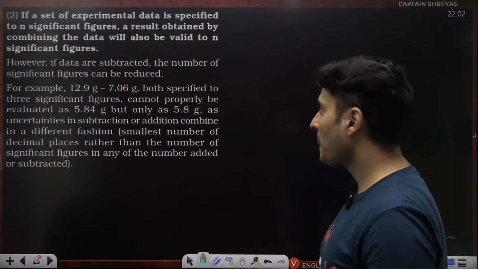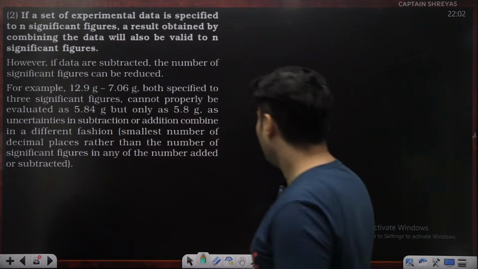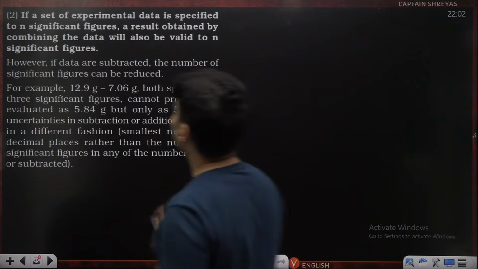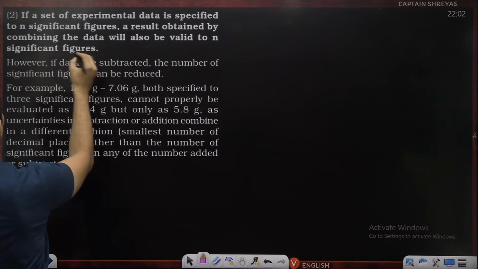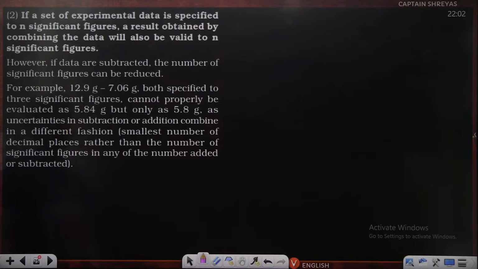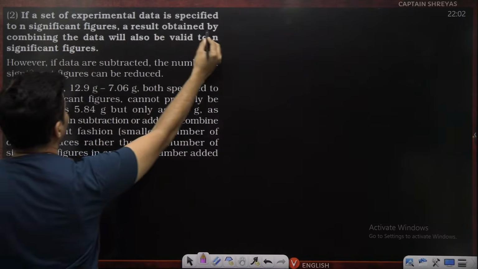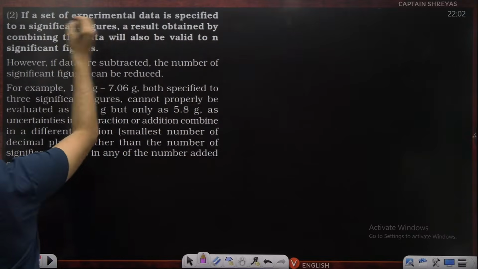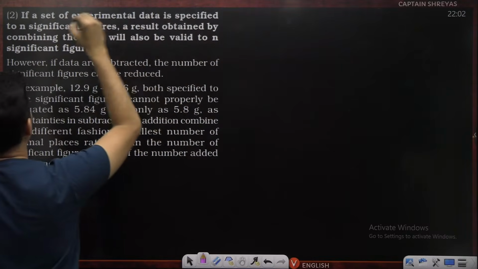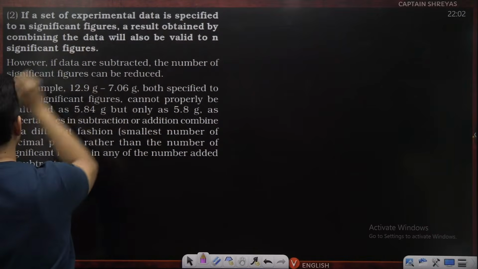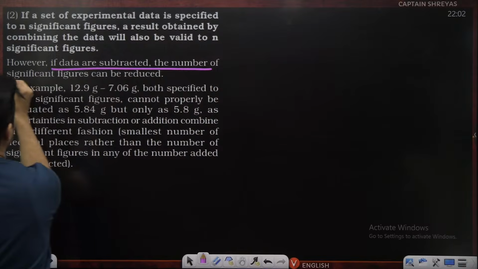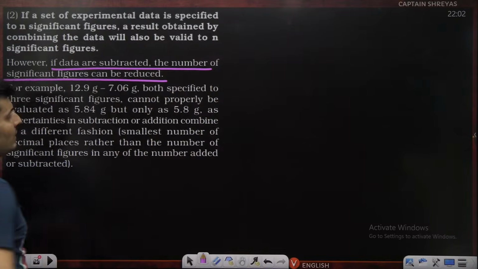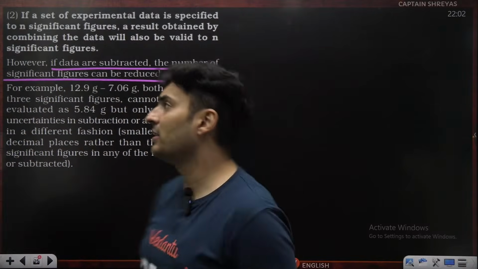Very simple. If a set of experimental data is specified to n significant figures, a result obtained by combining the data will also be valid to n significant figures. However, if the data are subtracted, the number of significant figures can be reduced.